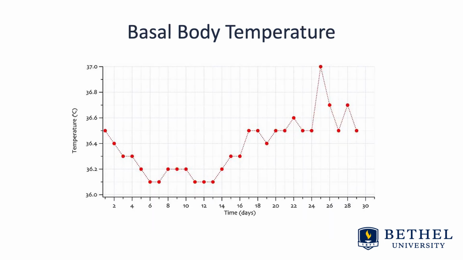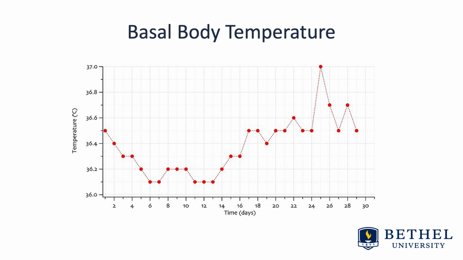So basal body temperatures, basically this is just using a thermometer that has 2 decimal points. So it's able to determine more fine-tuned temperature. So women would just take their temperature first thing in the morning and track that throughout the month. So you can see here on your x-axis, this is just days of the month. And then it's right around 14 to 18, somewhere in there where we're seeing that leap. That means that she's ovulated.